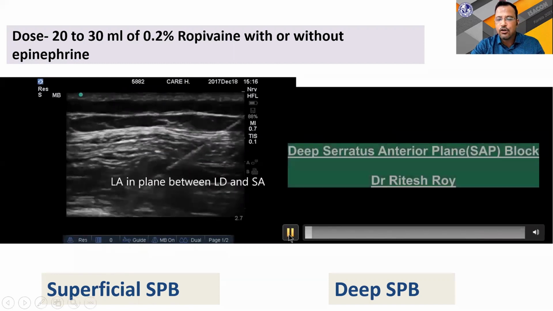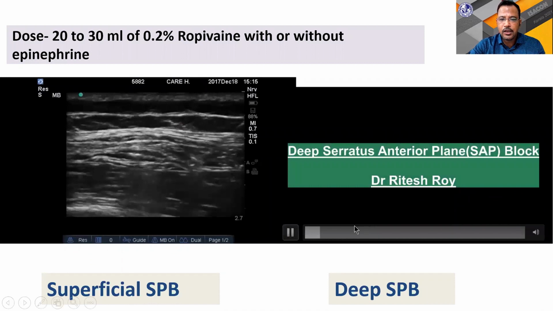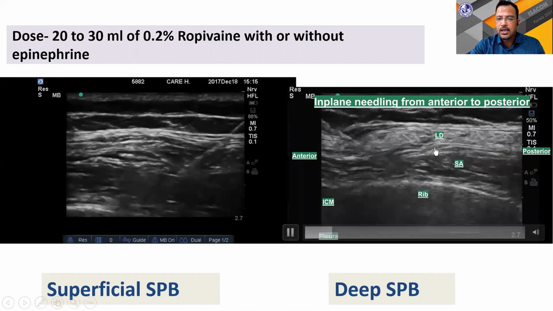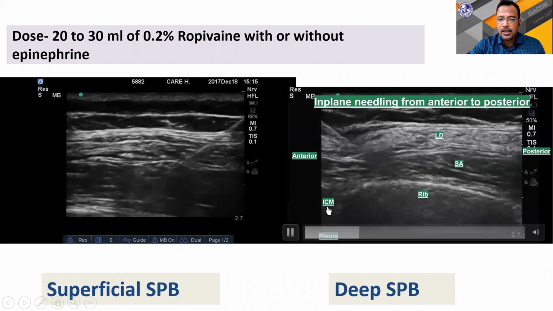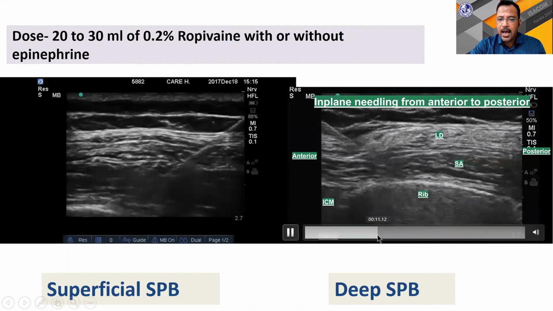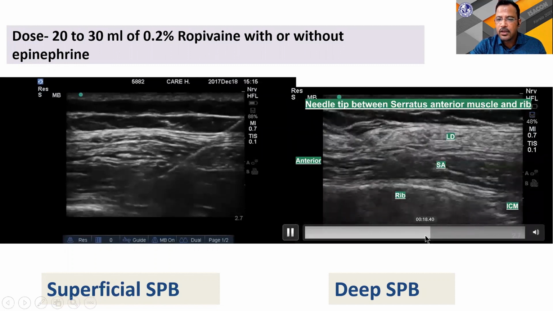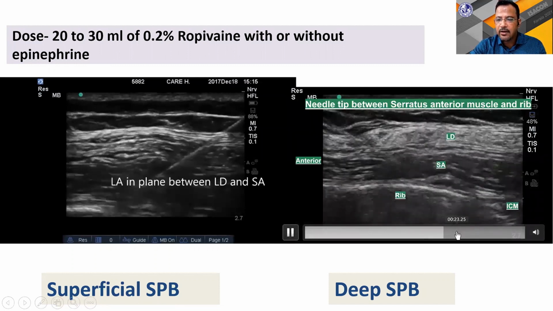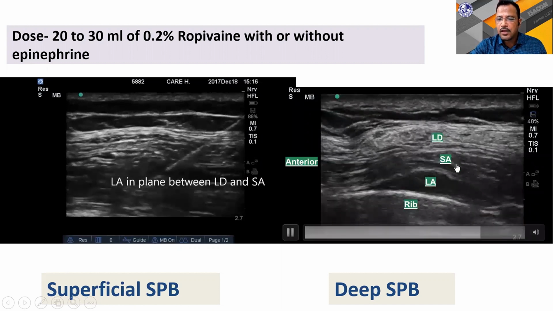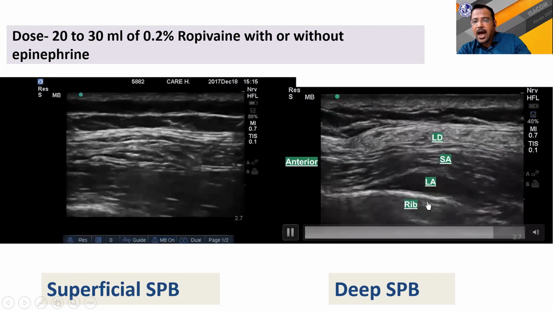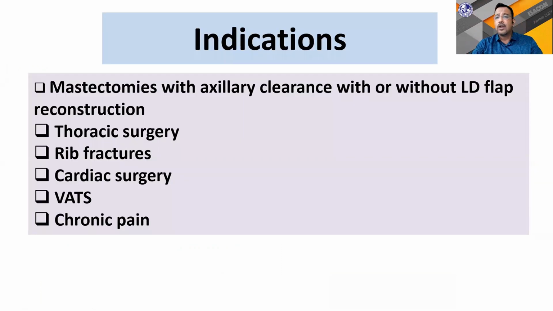And this is the way I do my deep serratus plane block. This is the sonoanatomy. You can see the latissimus dorsi, the serratus anterior muscle. This is the rib, and this is the intercostal muscle here. As I start injecting, you will see the unzipping of the serratus anterior muscle from the rib. I will deposit around 20 to 30 ml of local anesthetic with or without adrenaline.